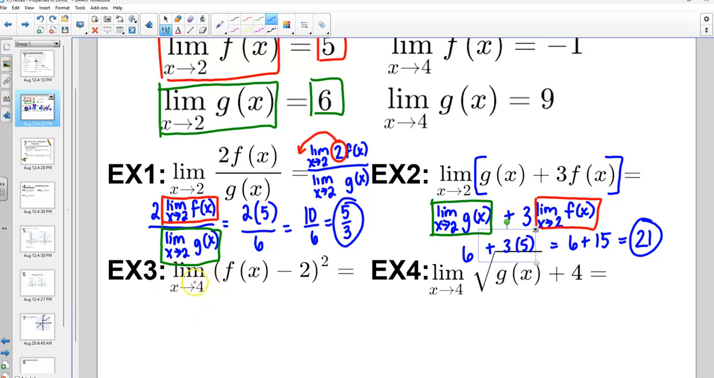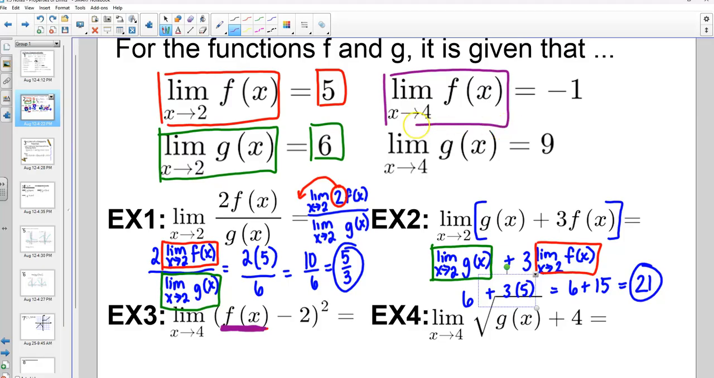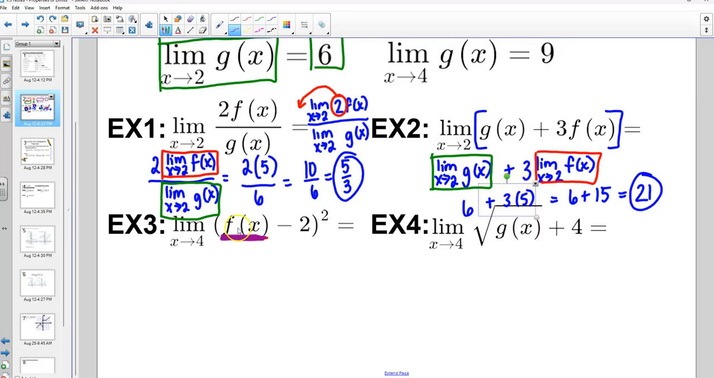So whenever you do this here, for the next one, we got limit as x approaches 4 of f of x minus 2 squared. Essentially, you're taking the limit of everything here, right? But the only thing that really changes is whatever that f of x is, right? The limit as x approaches 4 of f of x. Let me use a different color because that's not really red right there. The limit as x approaches 4 of f of x is negative 1. So that f of x, when we take its limit, is going to become negative 1.